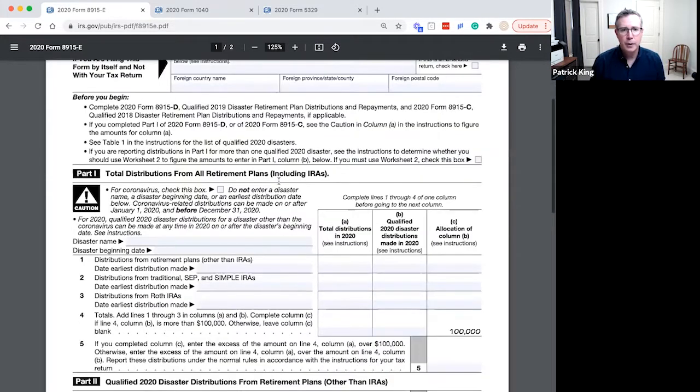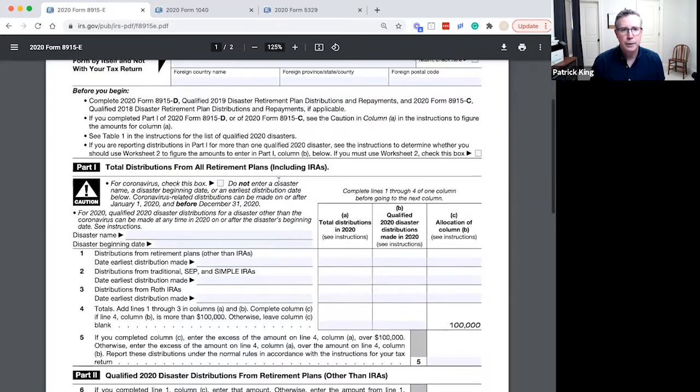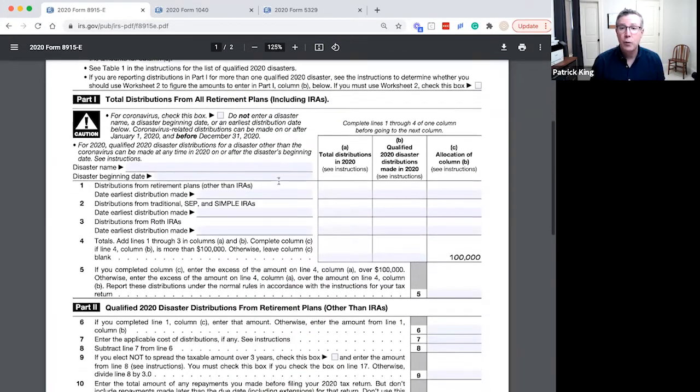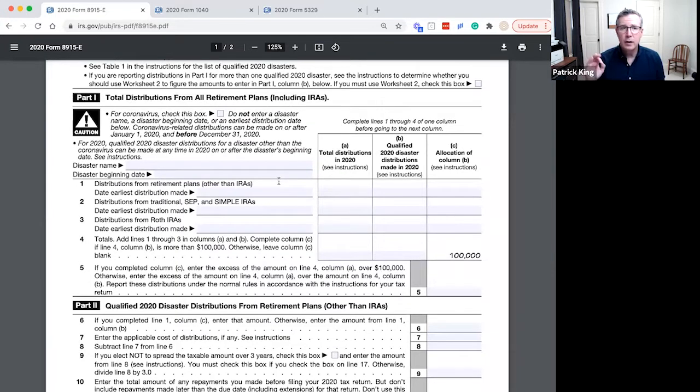So here we are. We skip down to part 1. And of course, read the instructions. You can Google Form 8915-E and this will pop up. It will have instructions that go along with it. So in this case, this Form 8915 is for natural disasters in general. In the past, Forms A, B, C, D, and D versions of this have been for natural disasters. But in our case, for this example, we're going to assume this is a coronavirus withdrawal.